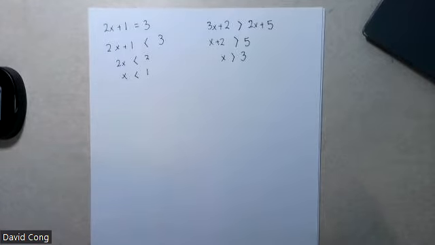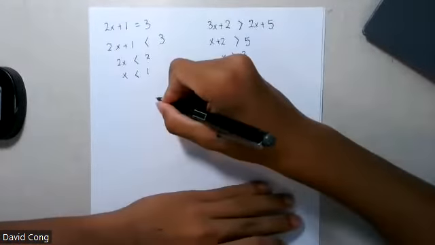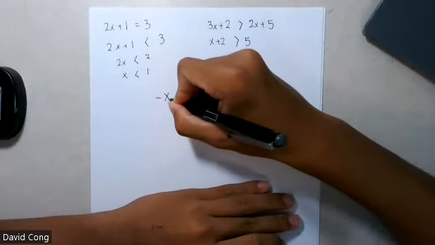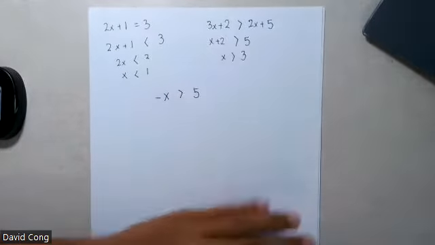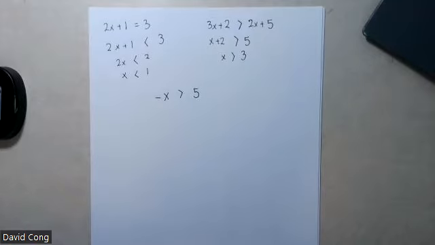You can solve these in the exact same fashion you solve equations, except for this. Let's look at this. Negative x is greater than 5. So now let's remove the negative sign by multiplying both sides by negative 1.